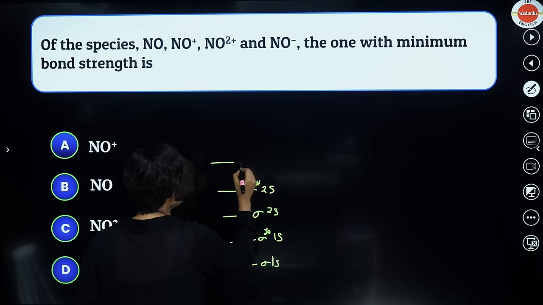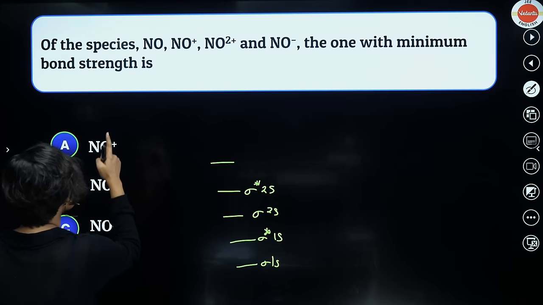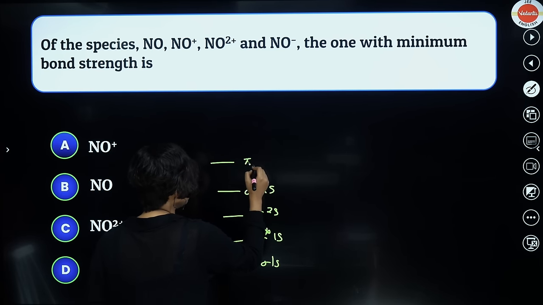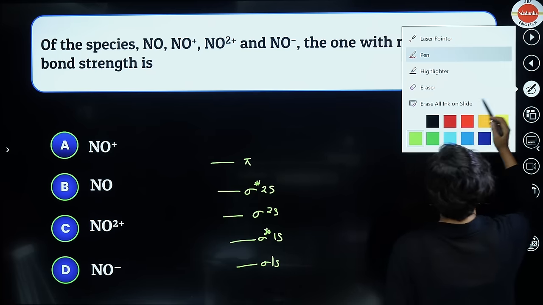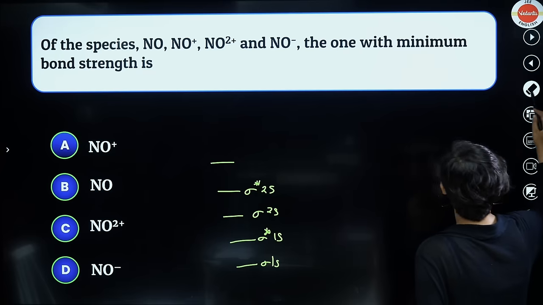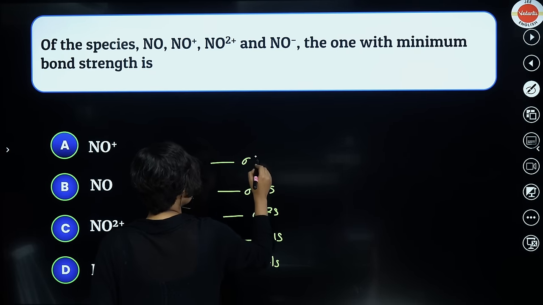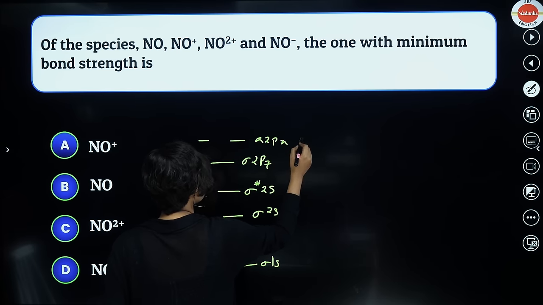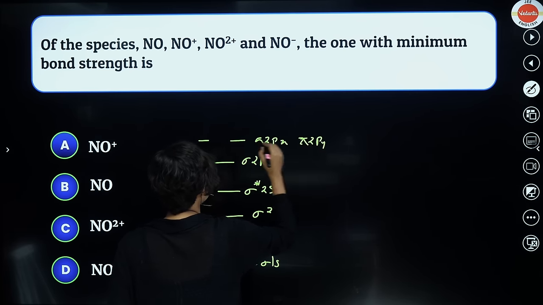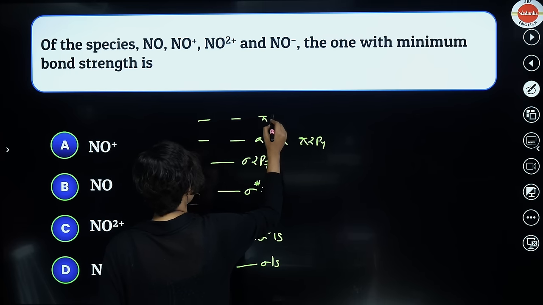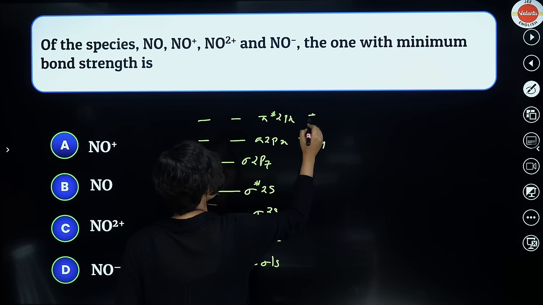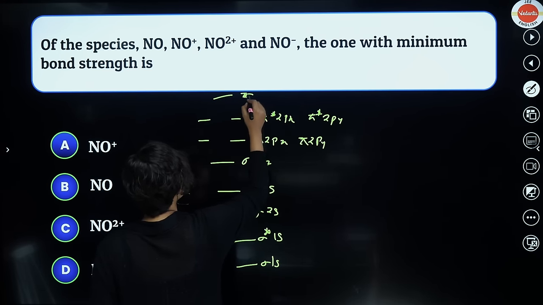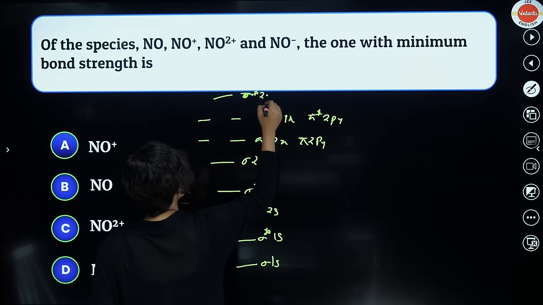Okay, this is NO, right? NO is greater than 14 electrons, so the configuration will be sigma 2pz, then pi 2px, pi 2py, then again 2, so pi star 2px, pi star 2py, and then finally 1, that is sigma star 2pz.